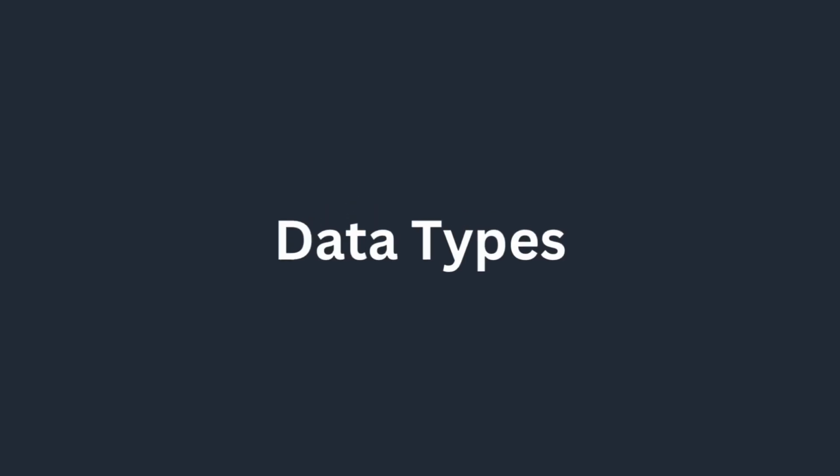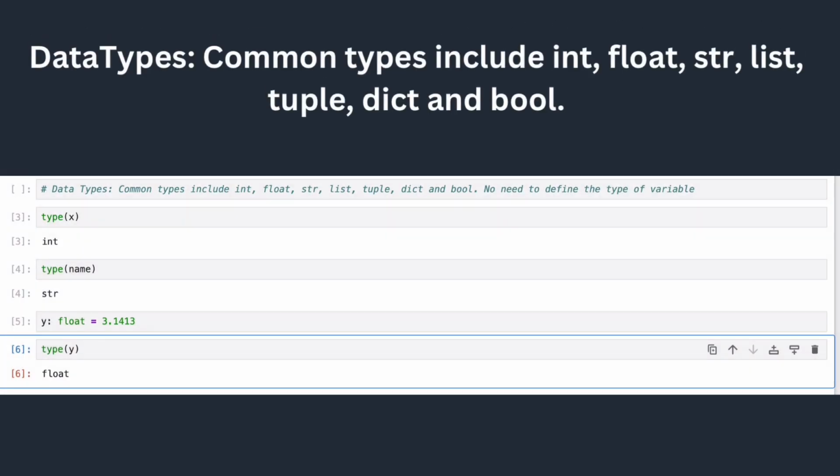Similar to Java, we have some common data types in Python also. Some common types include int, float, str, bool, list, tuple, dict, and set in Python. So here, as I said, no need to define any type of variable. It's automatically defined. So if you want to check the data type, just type type.